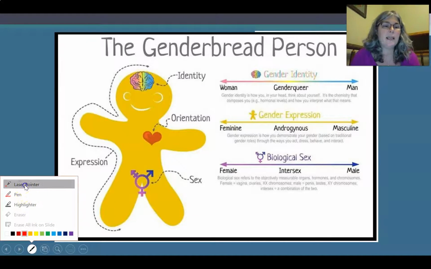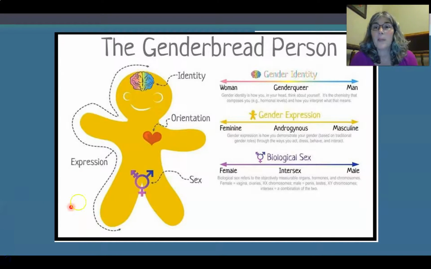And let me get my laser pointer out to help us along. Okay, let's look at our genderbread person. We're going to start with gender identity. And you can see here gender identity is attributed to the mind, right here, identity. And that is in your own head, how you view or think about your own gender. Okay? That is separate from gender expression. And we can see here gender expression is the way you present yourself to others to demonstrate your gender. Okay, how you want to appear to others.